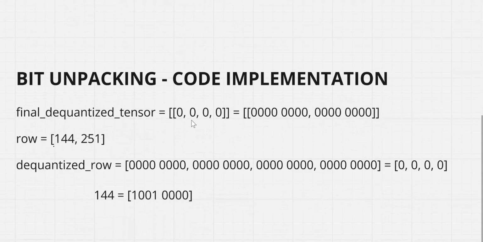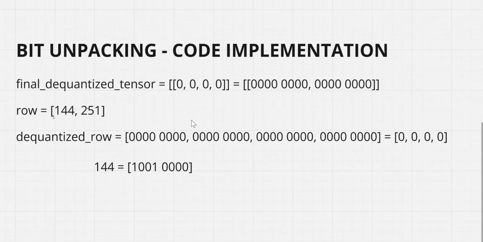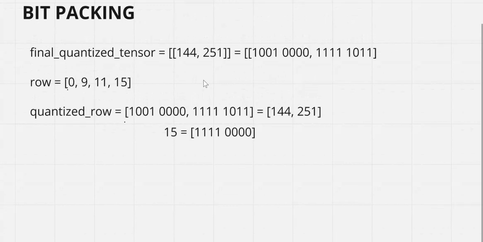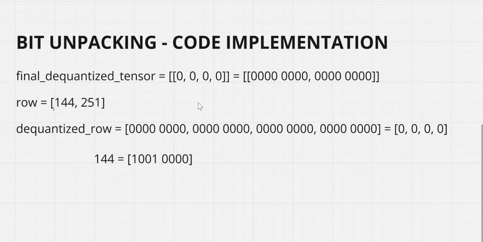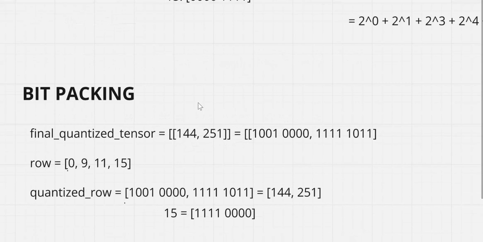So the unpacking step is in reverse. Remember, in the packing step, we had this final quantized tensor. The goal was to have 2 entries, because it's 4 bits. We wanted to represent 4 numbers with 4 bits each.